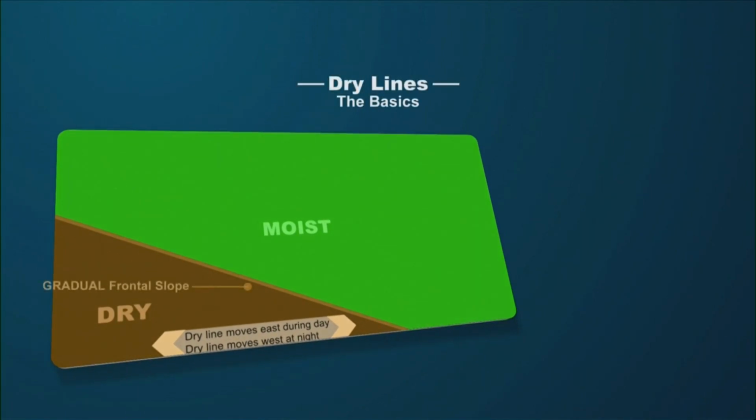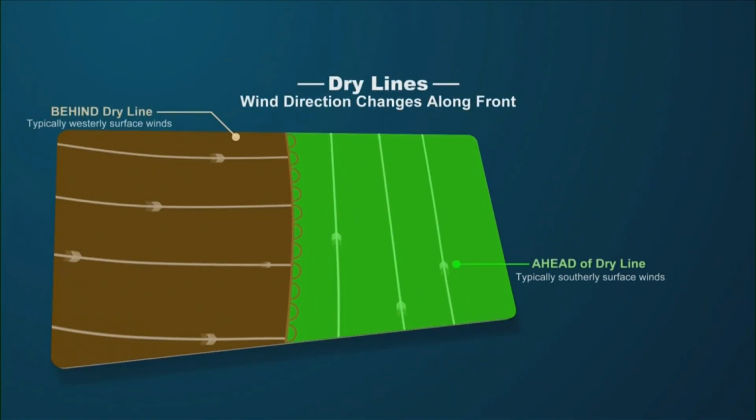The basics of a dry line are comprised of a frontal slope that moves east during the day and west during the night. With that being said, we're more likely to see severe weather during the day. In addition to the slope, dry air is denser than moist air, and as the moist air runs into the dry air, it rises. Along with the dry versus the moist air, the winds behind the dry line are usually westerly winds, and the winds in front of the dry line are southerly winds.